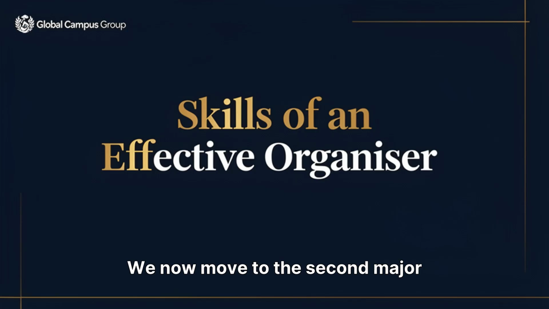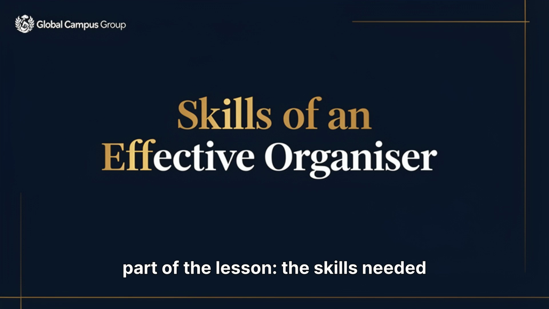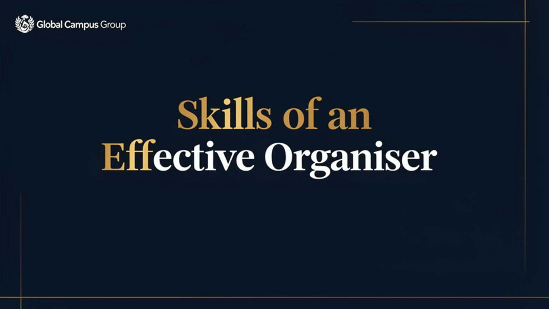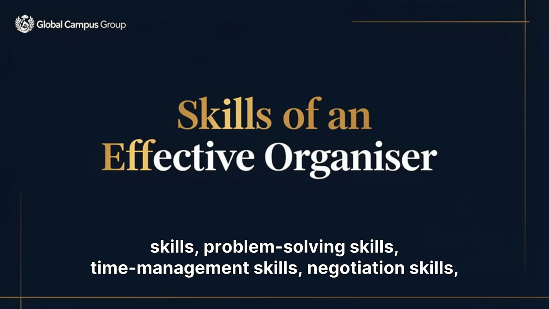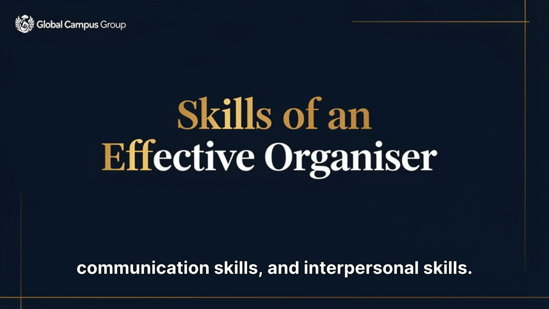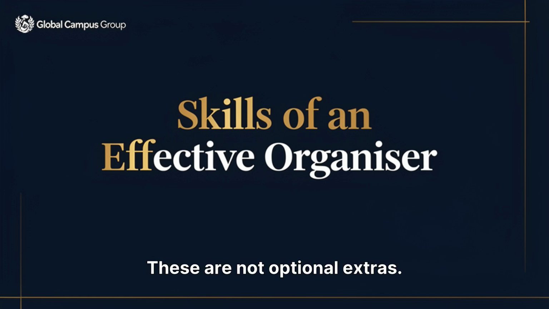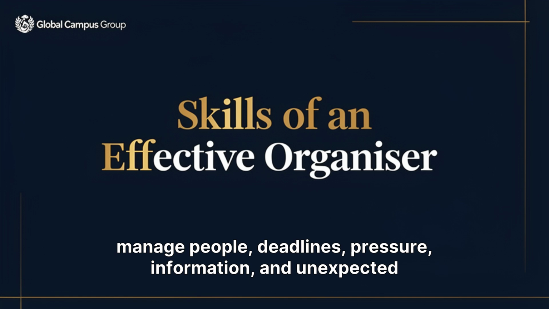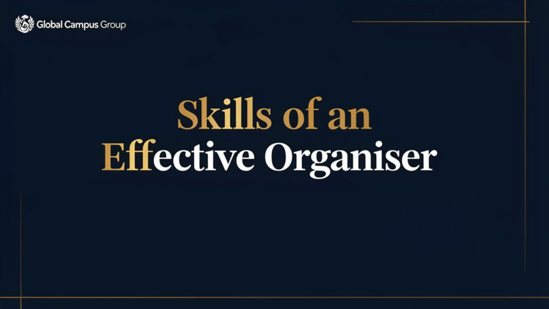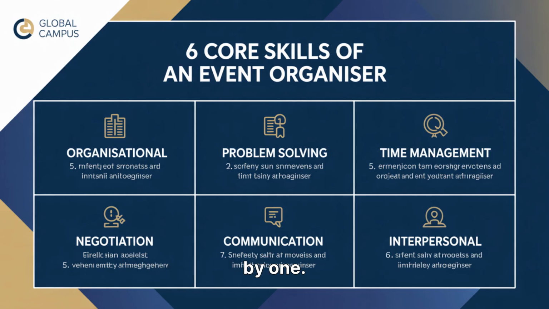We now move to the second major part of the lesson: the skills needed by an effective event organizer. Pearson identifies 6 core skill areas: organizational skills, problem-solving skills, time management skills, negotiation skills, communication skills, and interpersonal skills. These are not optional extras. They are essential because event organizers must manage people, deadlines, pressure, information, and unexpected change at the same time. Let us look at these skills one by one.